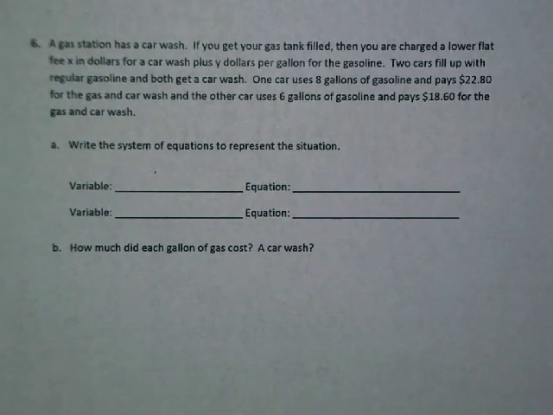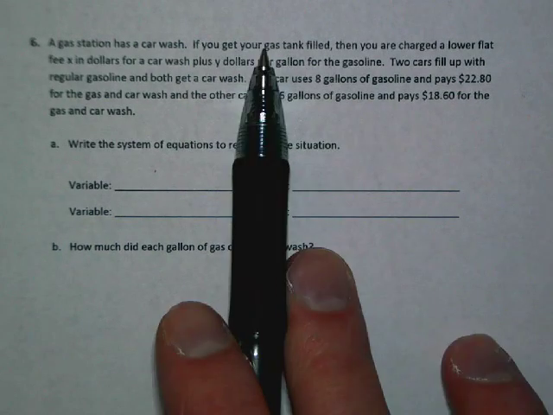Okay, so let's look at also now over to number 6, see how it can be applied to a word problem. So a gas station has a car wash. If you get your gas tank filled, then you're charged a lower flat fee X in dollars for a car wash, plus Y dollars per gallon for gasoline. 2 cars fill up with the regular gasoline and both get a car wash. One used 8 gallons of gas and pays $22.80 for the gas and the car wash, and the other car uses 6 gallons of gas and pays $18.60 for the gas and the car wash.